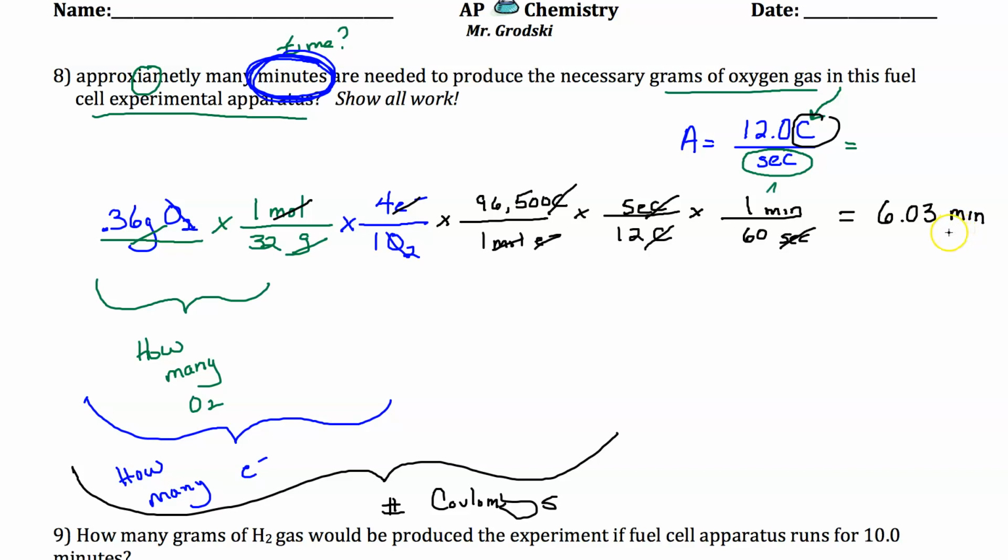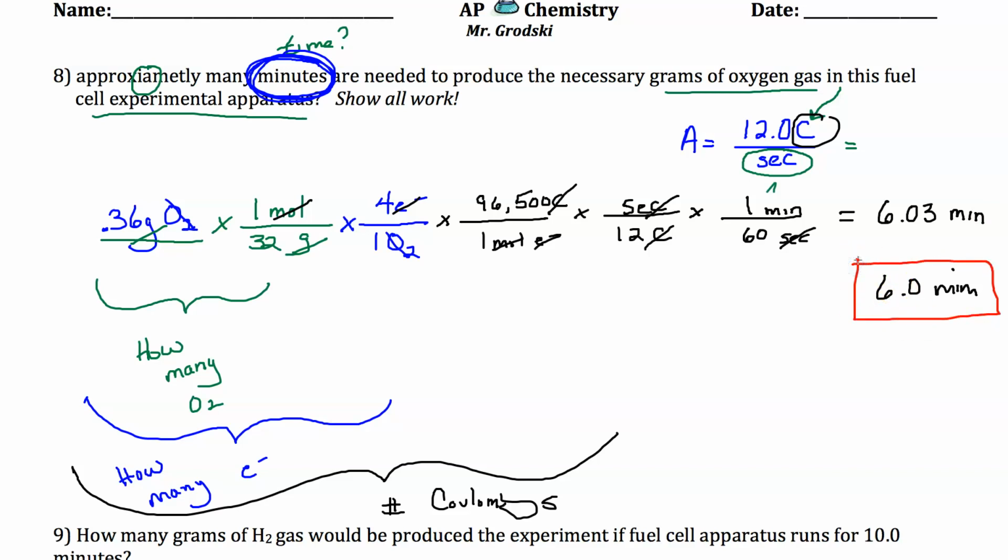And of course, we started with, I think it was 2 sig figs, so I'm probably good if I was to report 6.0 minutes. This 03 I'm not really sure about, but in the actual AP they give you plus or minus 1, so we're within a standard. So there is your answer right there.